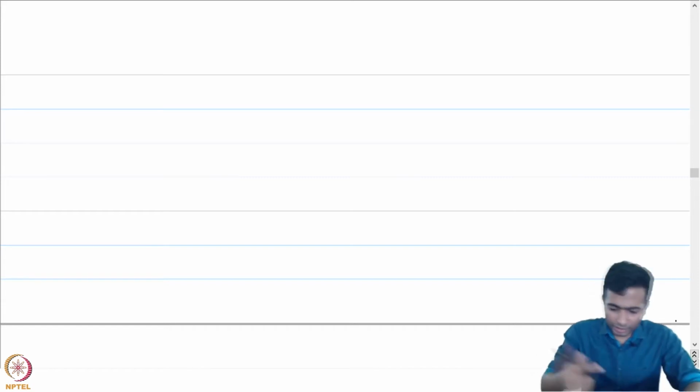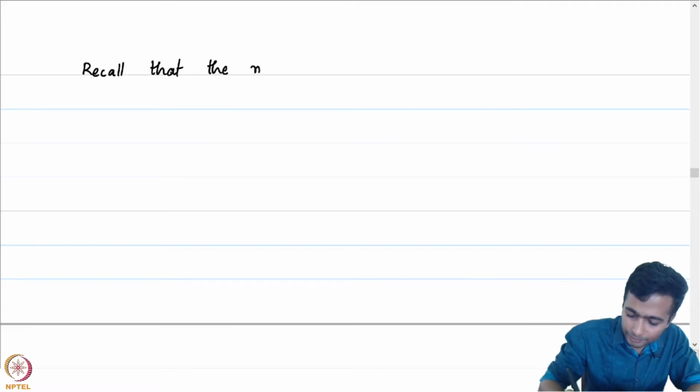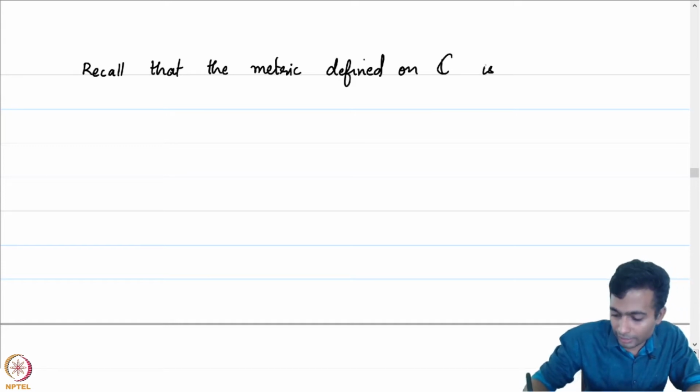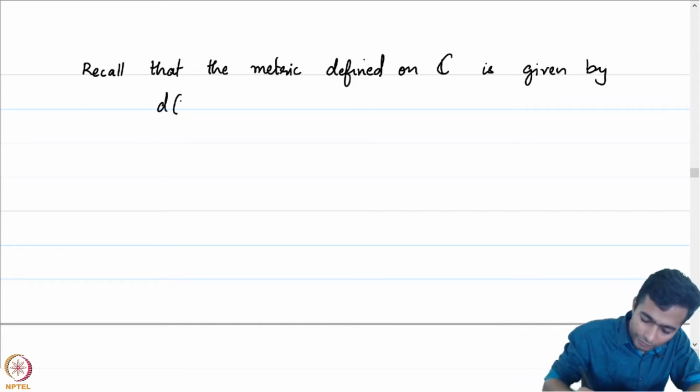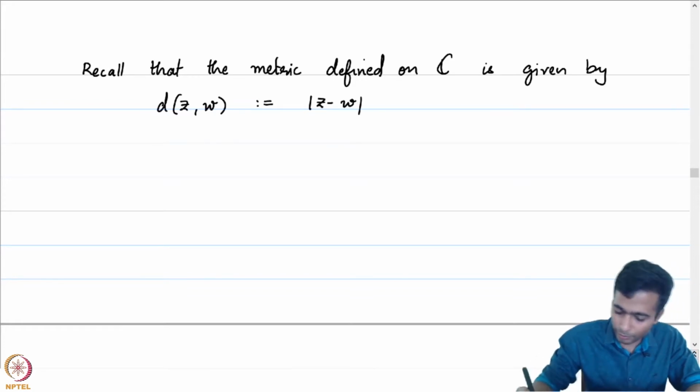Let's start by recalling the metric that we defined. Recall that the metric defined on C is given by d of z comma w is defined to be the absolute value of z minus w for z and w in C.